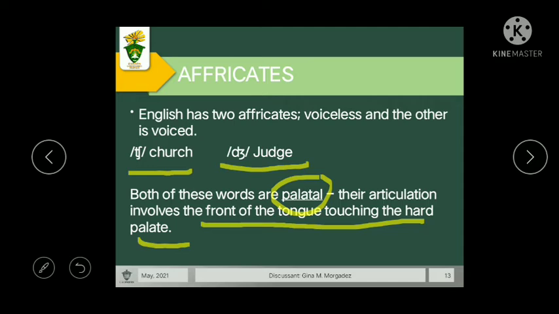As the IPA symbols for these sounds suggest, an affricate is the combination of a stop and a fricative. That is, when these sounds are produced, the tongue causes complete blockage of air. However, after the air is released, the tongue creates enough obstruction of the flow of the air to create the kind of turbulence associated with fricatives. So again, for church and for judge.